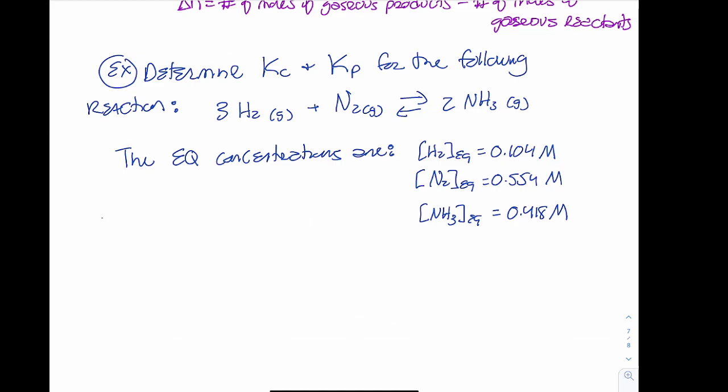So my expression, right, they're all gases, so I'm not going to exclude anything, right? If I had a solid or a liquid, we wouldn't include it, but these are all gases. So I'm going to have the concentration of ammonia raised to the second power, because there's 2 moles, over the concentration of hydrogen raised to the third power, multiplied by the concentration of nitrogen raised to the first power.